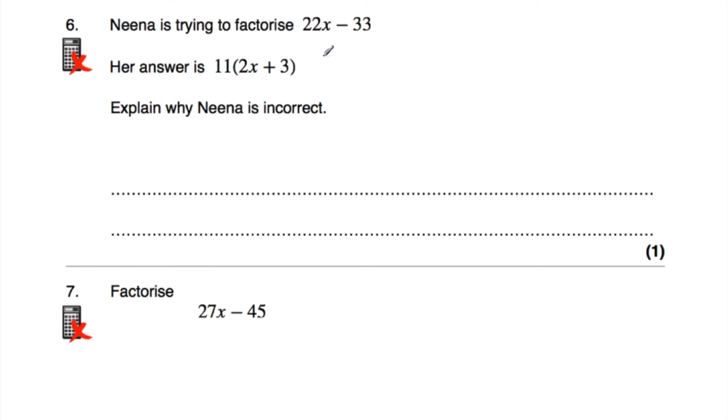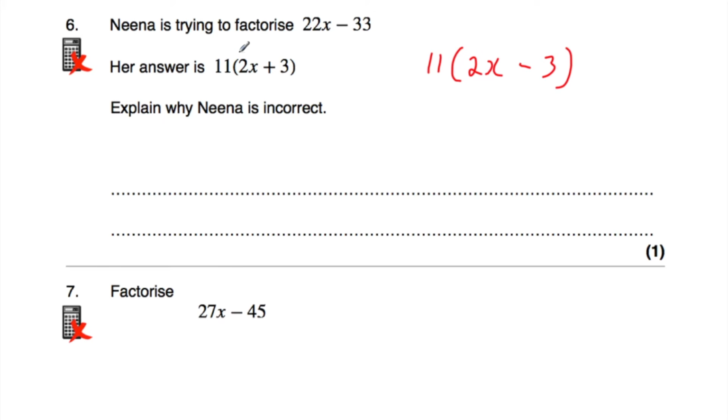So let's actually factorise this and see what we get if we were to factorise 22x subtract 33. Well, we can take 11 out and then open up our brackets. And if we divide both of these by 11, 22x divided by 11 will be 2x. And let's just check that. 2x times 11 would be 22x. Then we would have our subtract, and 33 divided by 11 is 3. So that means that we would have 11, open brackets, 2x subtract 3.